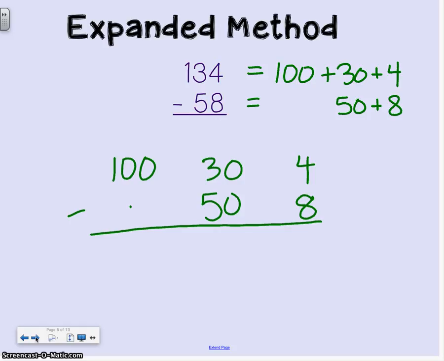So here I'm going to start, and I have only 4 ones. Well, if I have 4 Pokemon cards and somebody takes away 8 of them, they can't really do that because I only had 4. So I need to see my neighbor and see if they can help me out. So I'm going to borrow a 10 from my neighbor and turn that into 20. That means that I can bring that 10 over here and turn this into 14. 14 minus 8 is 6.